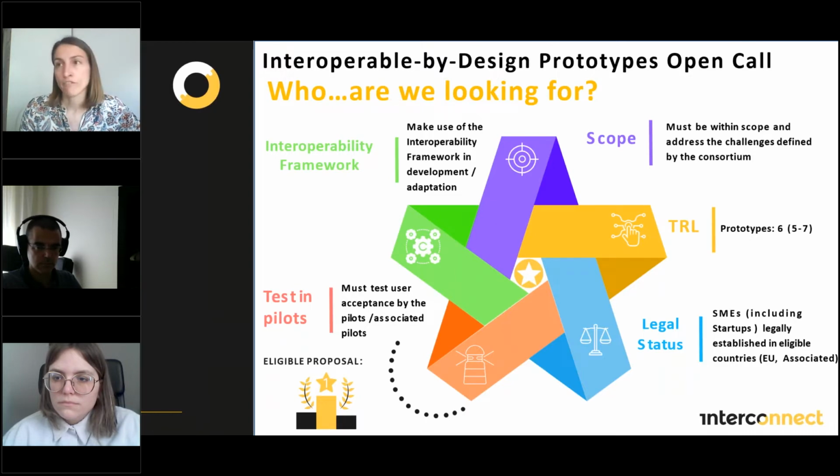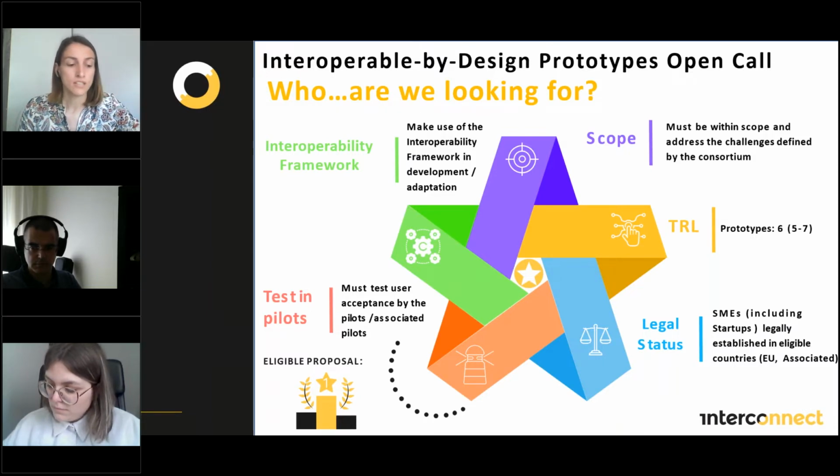Who are we looking for? Well, first, from the legal side, we are looking for single, individual, small and medium enterprises, that includes startups for sure, that are legally established in the member states of the European Union, its overseas countries, associated countries to Horizon 2020, or United Kingdom or Northern Ireland. Okay. Then from the technical side, we have other criteria.